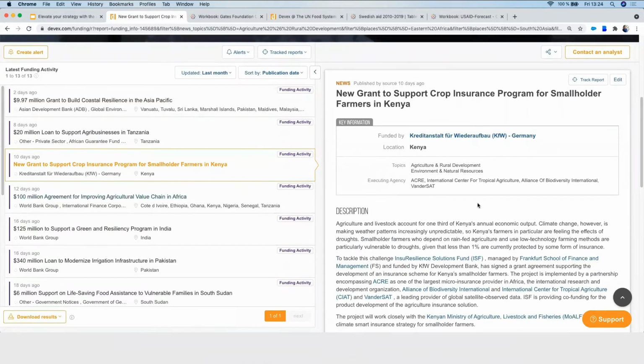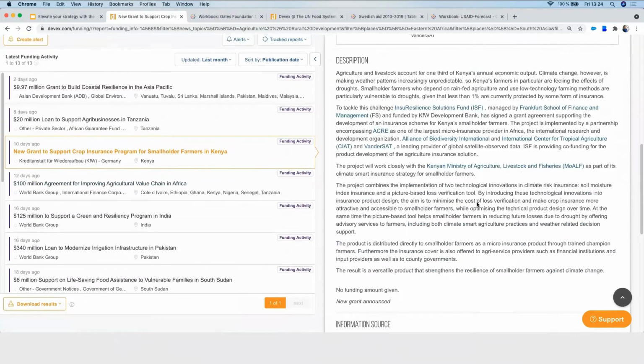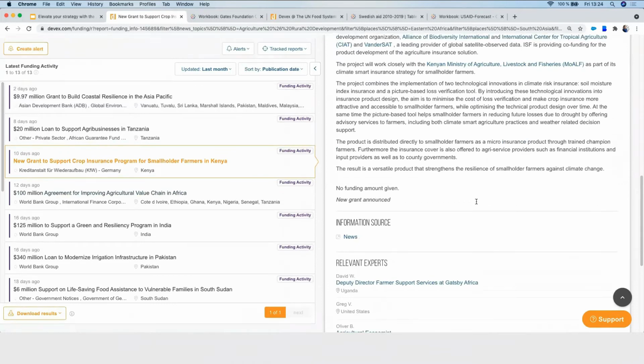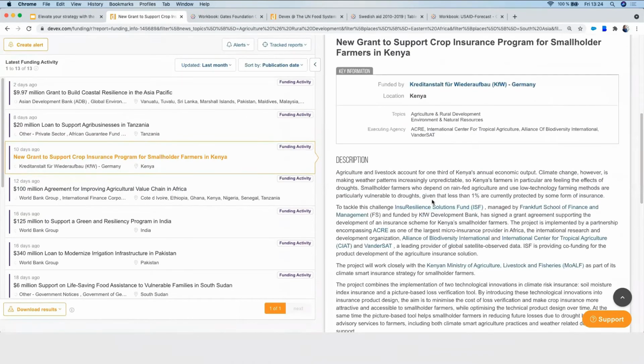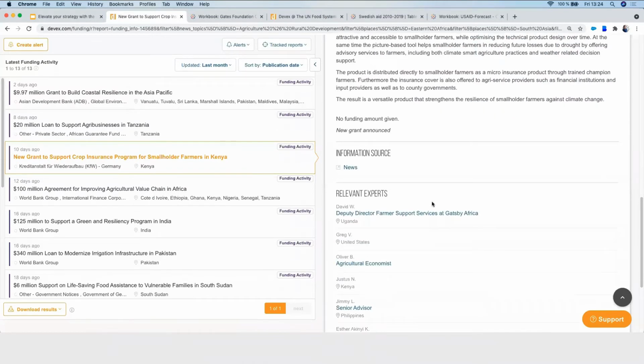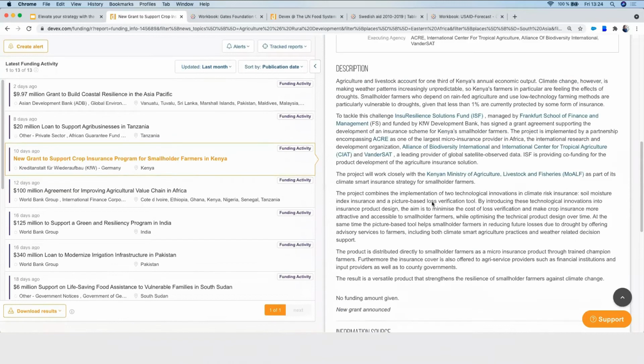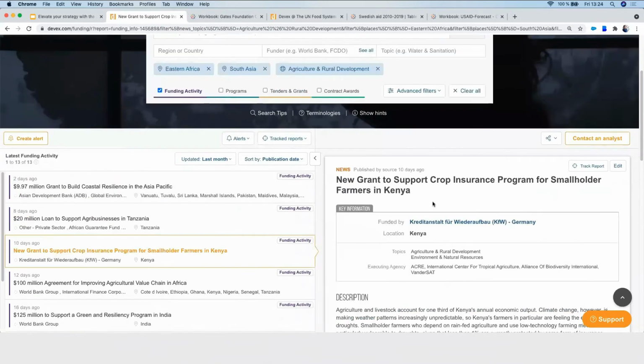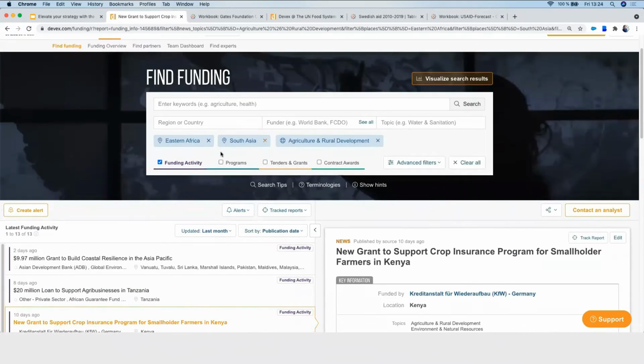We have also another grant announced. There's no funding amount given here as of yet. This is for KFW and the location is Kenya. Again, information that can be strategic if you're looking to expand your reach in that region and work with different donors.